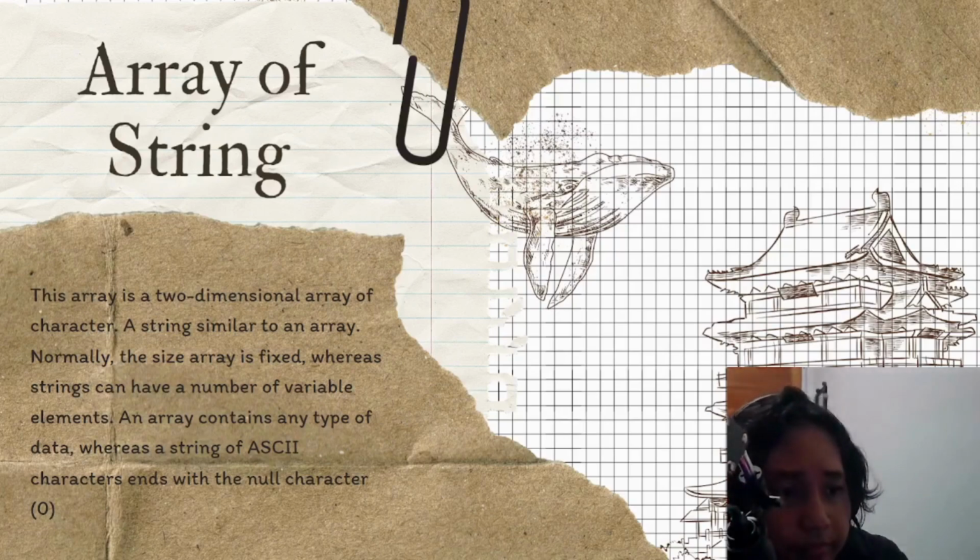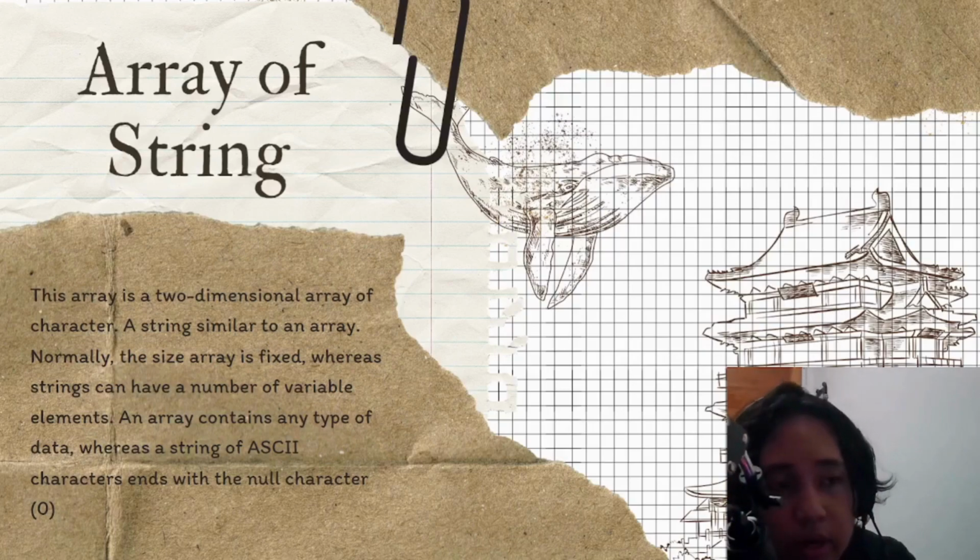Okay, so array of string is a 2-dimensional array of characters. So you have to remember that a string, similar to an array, normally the size of an array is fixed, whereas a string can have a variable number of elements, and an array contains any type of data, whereas a string is ASCII characters and ends with null characters.